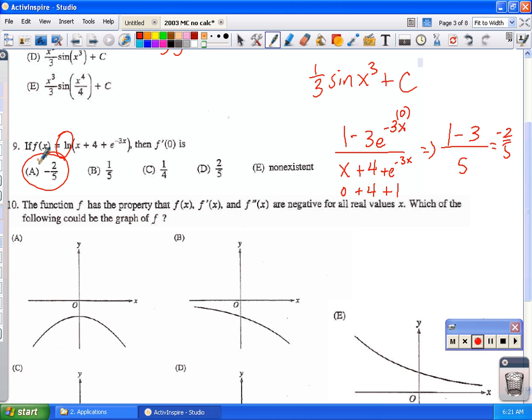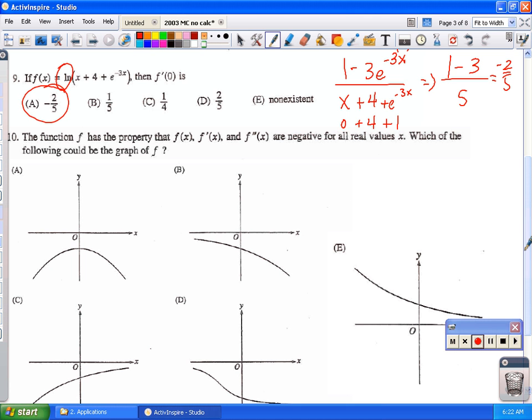Number 10. The function f has the property that f, or the original function, the first derivative, and the second derivative are all negative. In other words, that's telling me that each of these three graphs is below the x-axis. Which of the following could be the graph of f? Well, let's think about this. First of all, if f is negative, that means the graph is below the x-axis. So we can eliminate one answer just by looking at that.